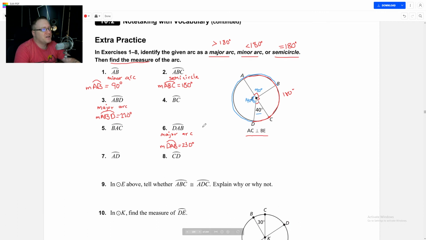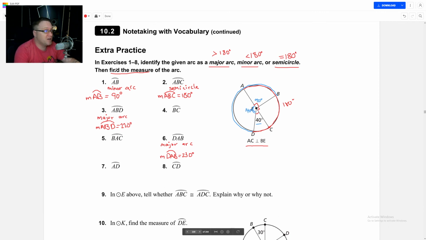Now, tonight's homework is going to be pretty easy. I'm just going to give you some problems like this where you need to tell me is it a major, minor, or semicircle, and you need to find the measure. All right. That's your job tonight.